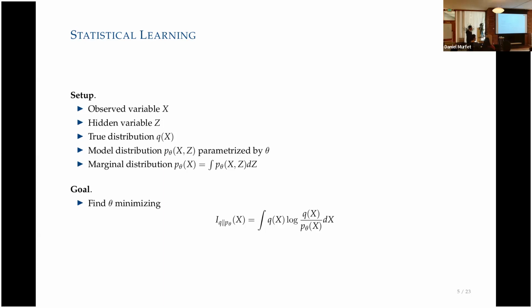So statistical learning. I want to start with something familiar. Generally, I'm thinking of a situation where we have an observed variable x, and maybe a hidden variable z, and we have a true distribution q of x, which we don't know, and we have some model of the joint distribution between x and z, which is parameterized by some parameter theta. For now, I'm going to assume that if you integrate out z, you get the marginal distribution on x. The goal in many statistical learning problems is to find the theta that minimizes the KL divergence between q and p theta of the observables x, which is the integral of q log q over p.